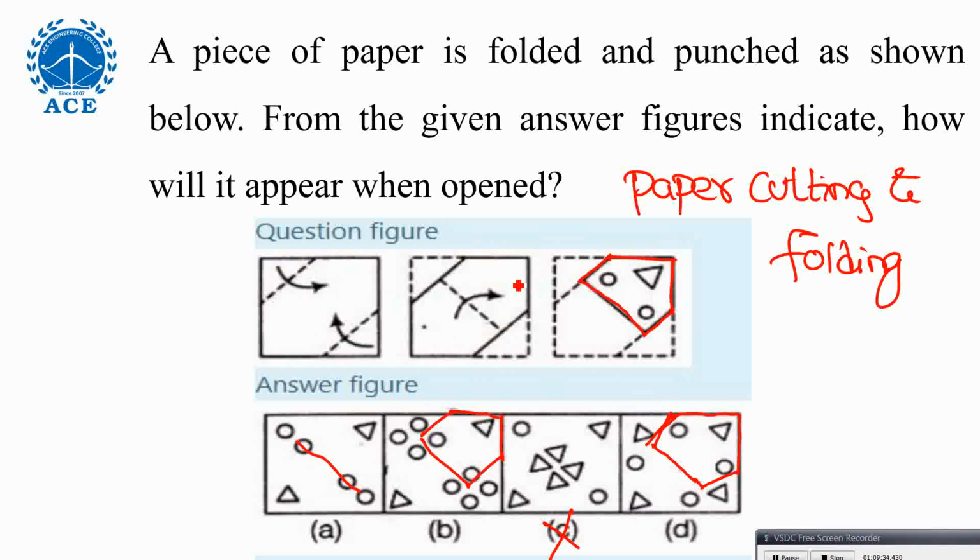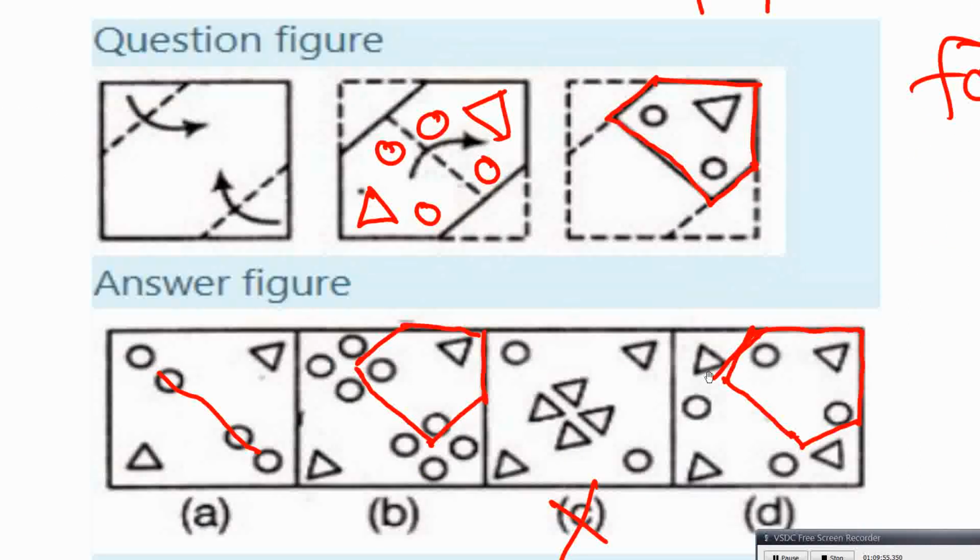Now generally if you open, what will happen? Here the triangle will be here. Okay, here two circles, the two circles will be here. Now listen. Among B and D, the main observation required is the top left corner. What is the top left corner? Here. Now this is folded, right? This part will come up to here, meaning these two circles will come here. While after folding, you cut this part, right? So this circle will go, not the triangle.